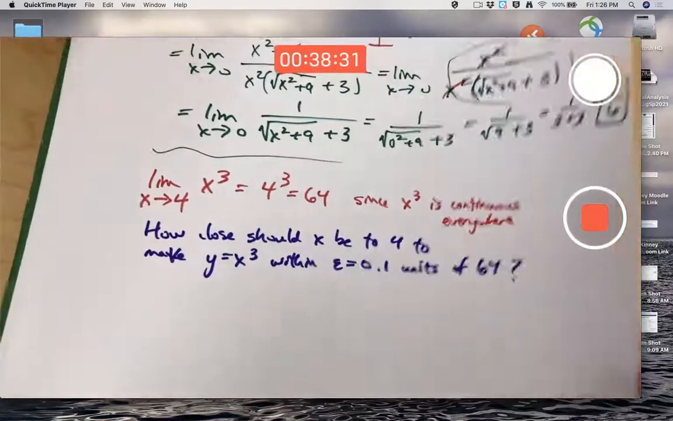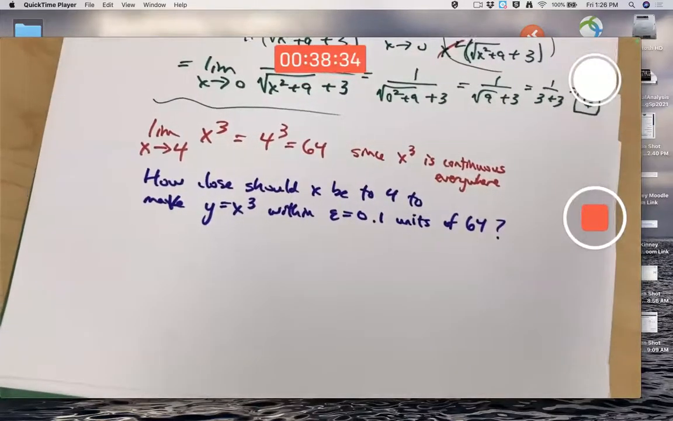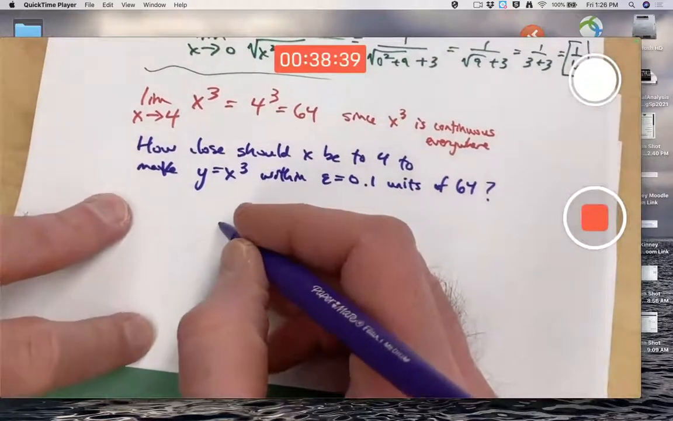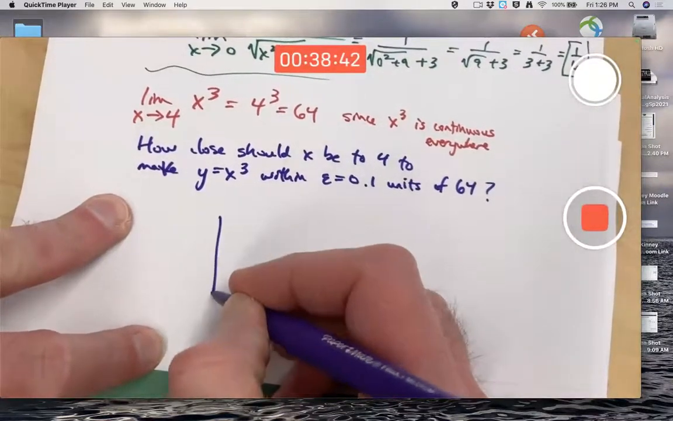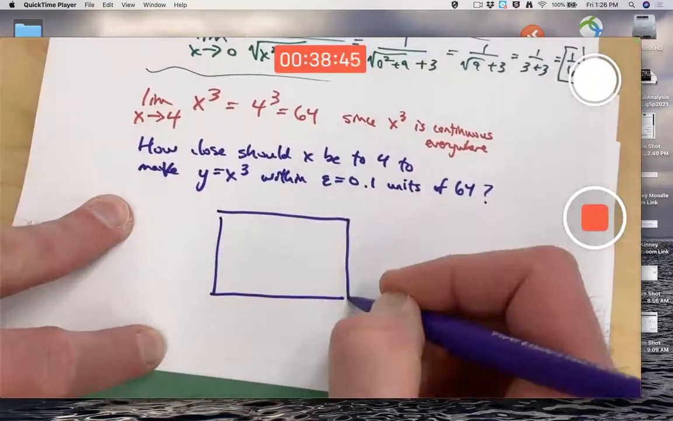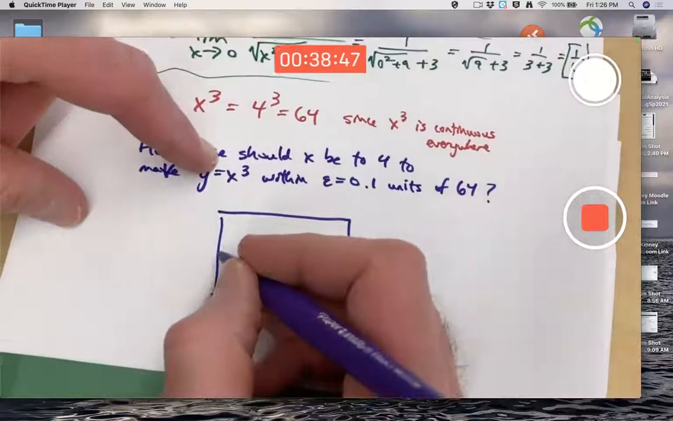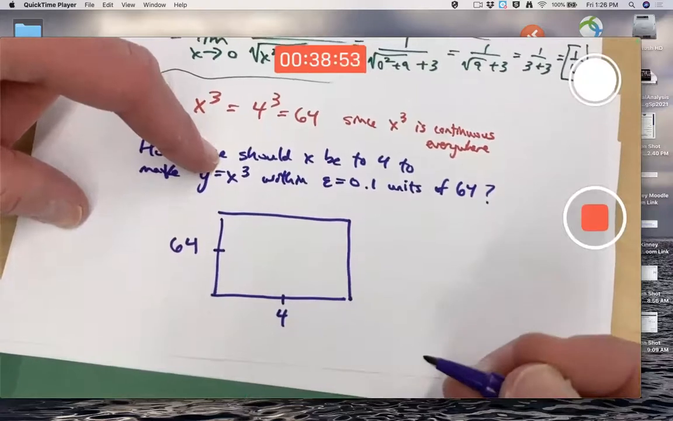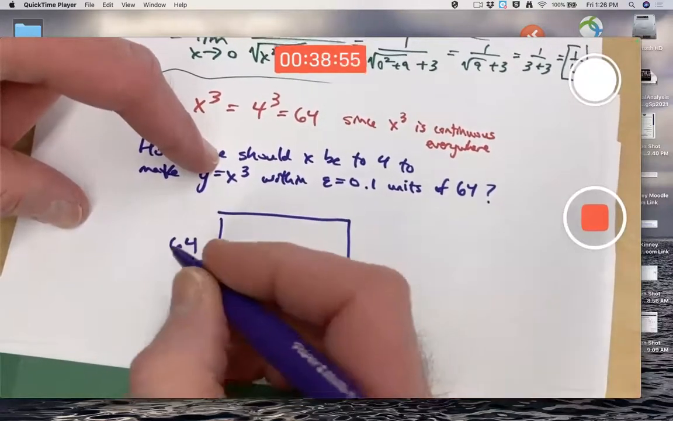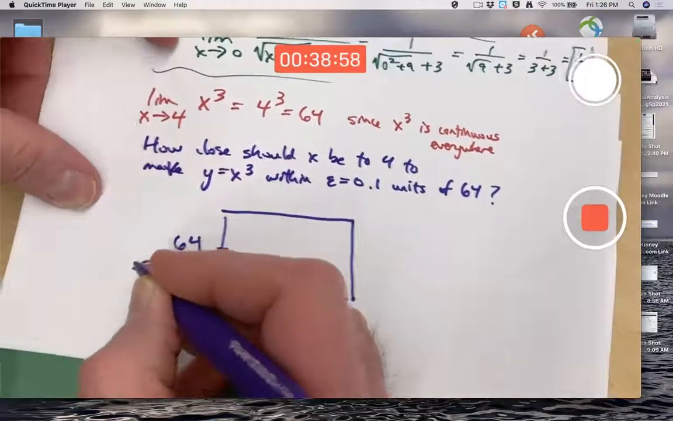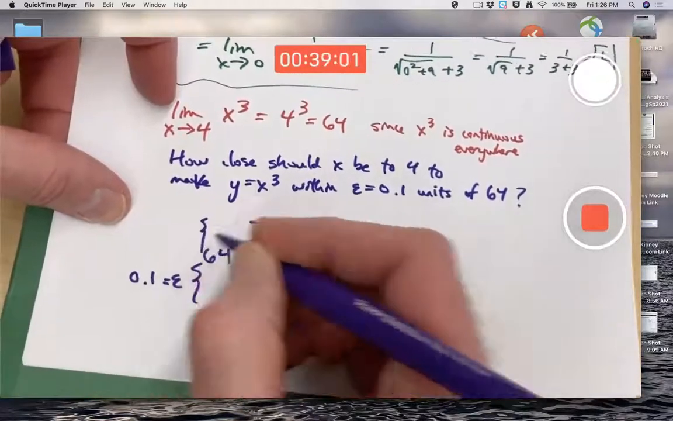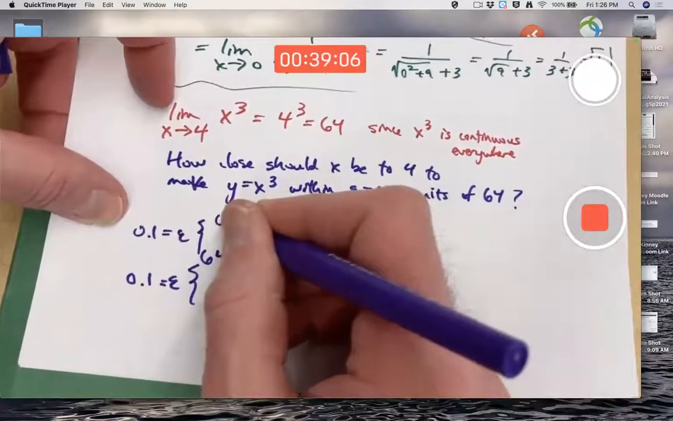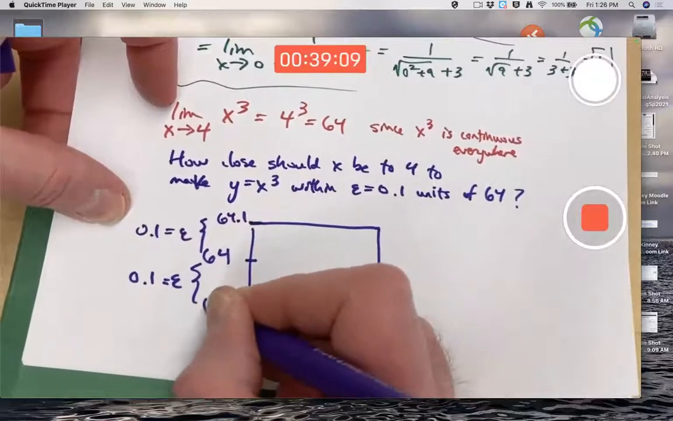We thought about it symbolically in class on Wednesday. We will think about it symbolically here as well, but I'm not going to write as many words. I'm just going to think about a picture here. Pretend this is a calculator window, in the vertical direction centered on 64 and the horizontal direction centered on 4. The epsilon is going to represent a vertical distance from 64. And this number, therefore, is going to be 64.1, and this number down here is going to be 63.9.